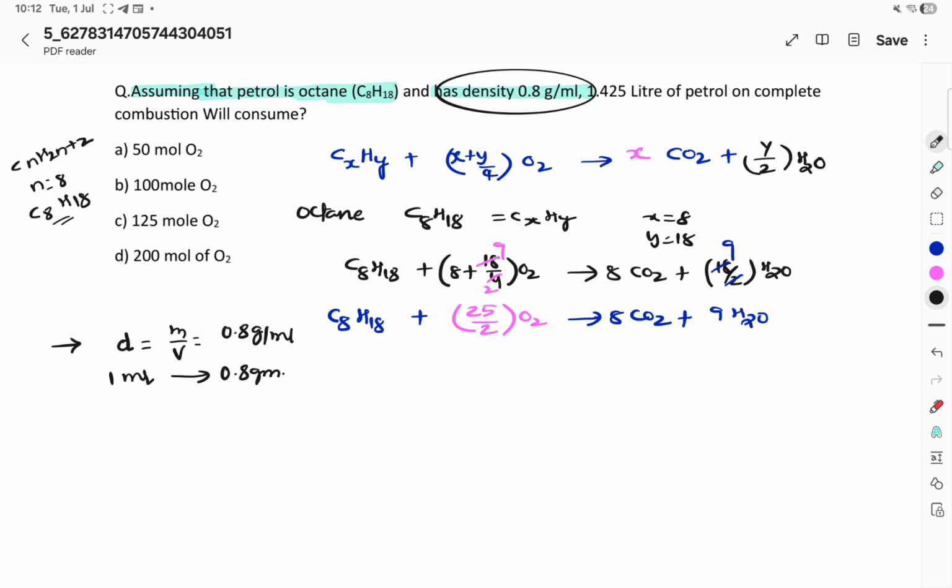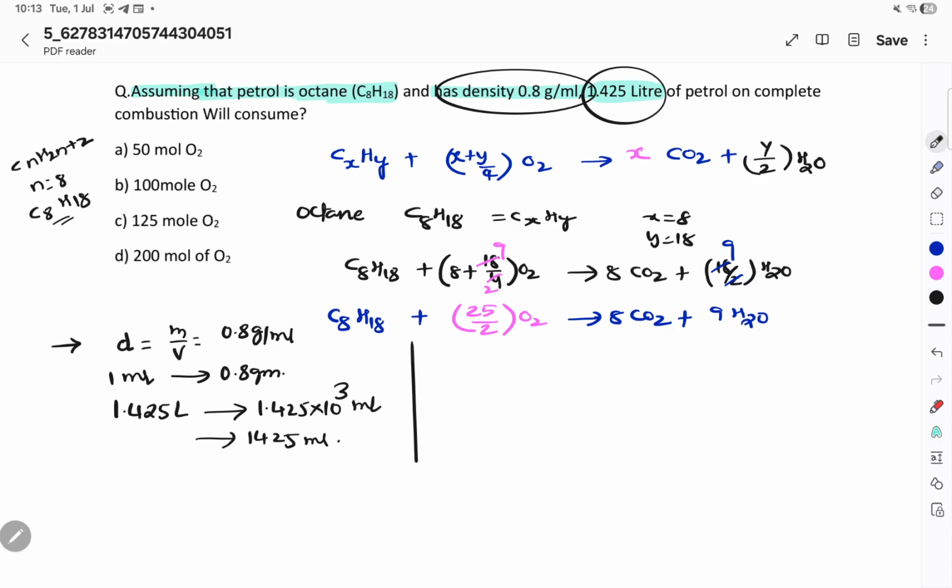Now, given 1.425 liters. How many liters given? 1.425 liters. Now you can convert 1.425 liters into milliliters. 1.425 liters is equal to 1.425 into 10 to the power of 3 milliliters, that is equal to 1425 milliliters. Okay, now you can continue the process.